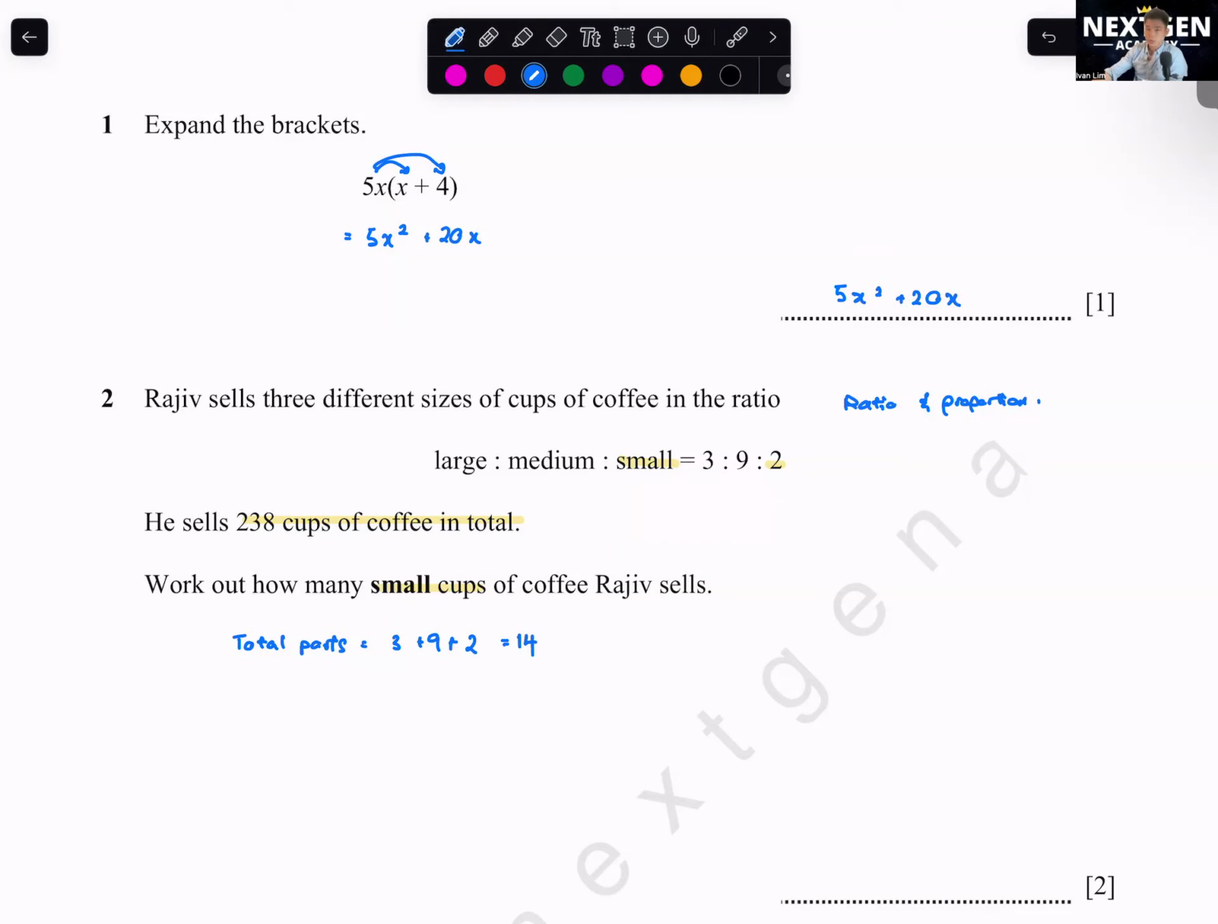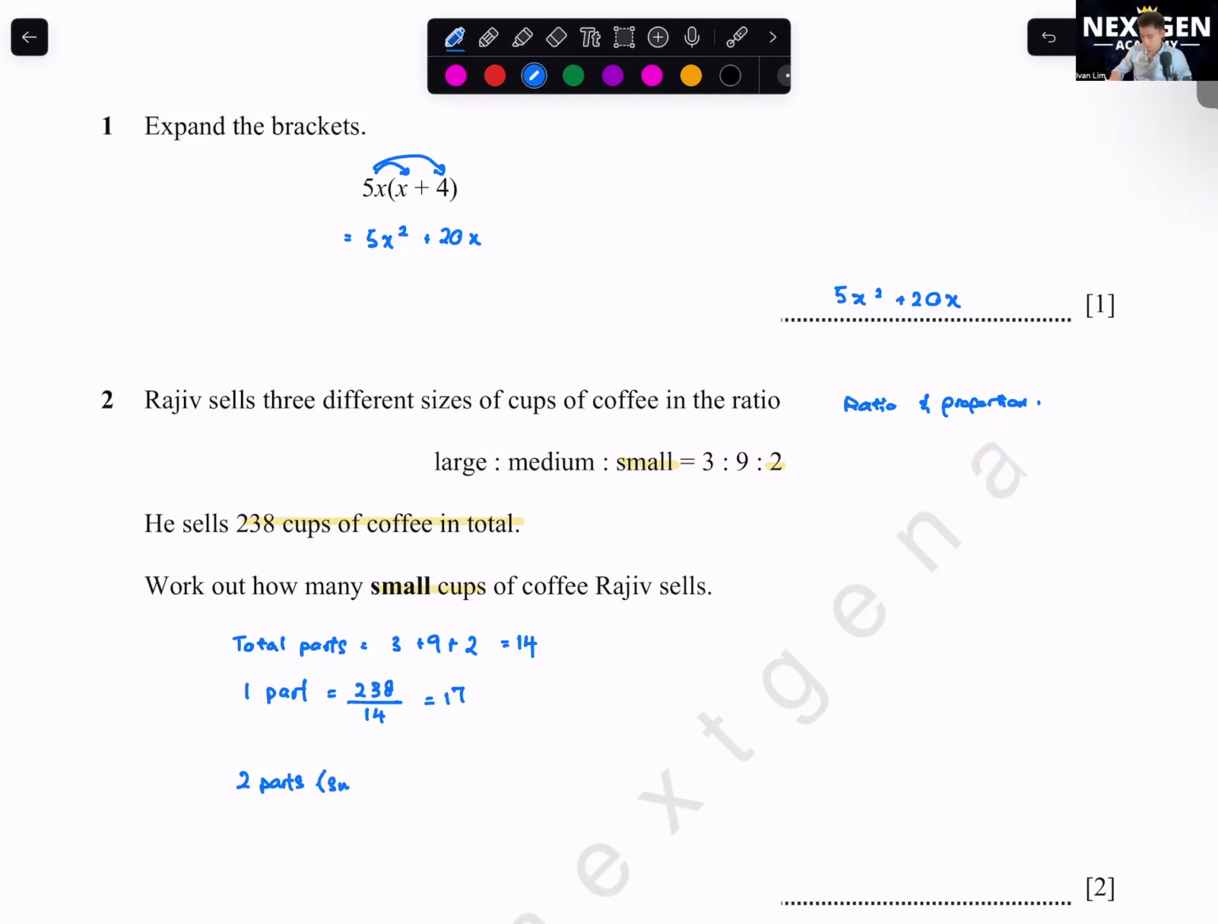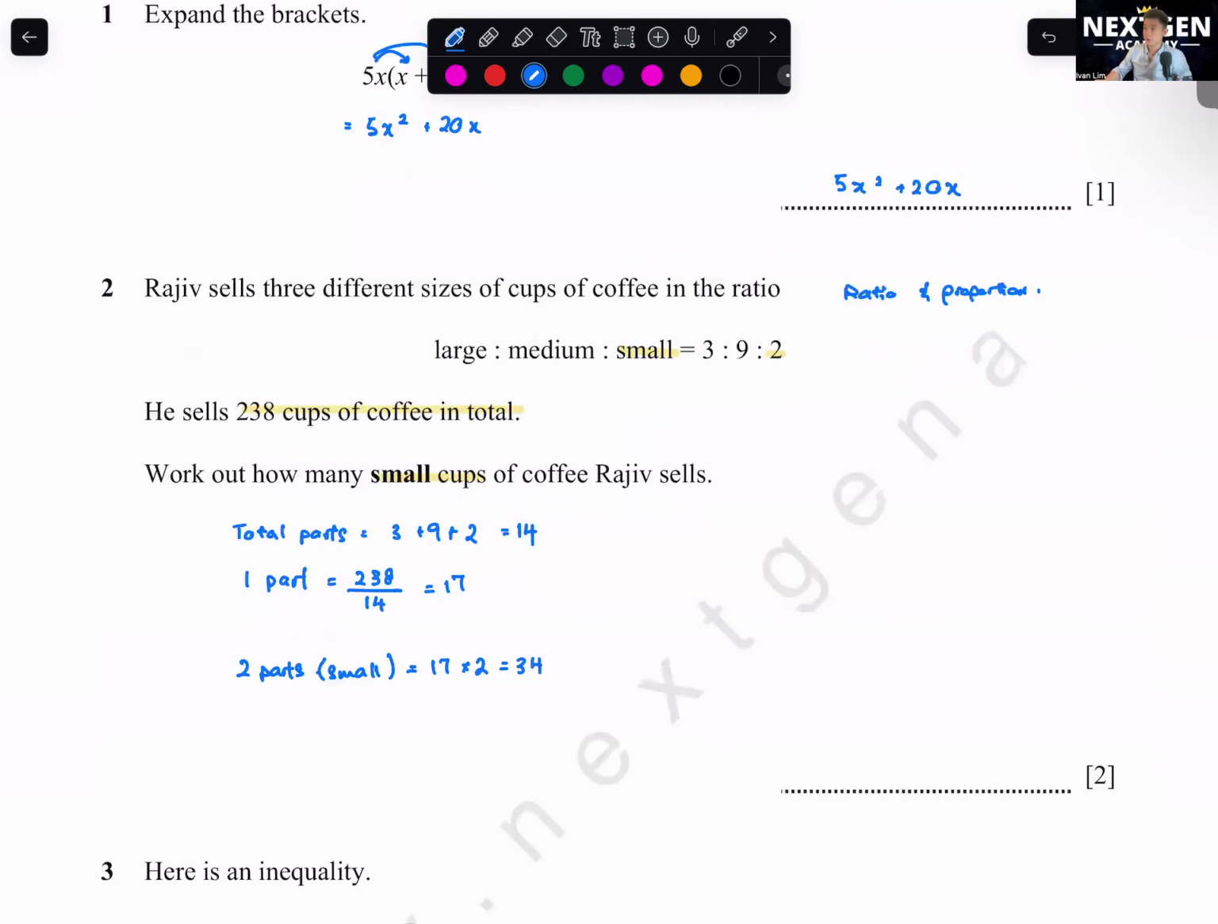We want to find one part. One part represents how much? So we take 238 divided by 14, which is equal to 17. The small one has 2 parts. So we will take 17 multiplied by 2, which is equal to 34. So right here, 34.